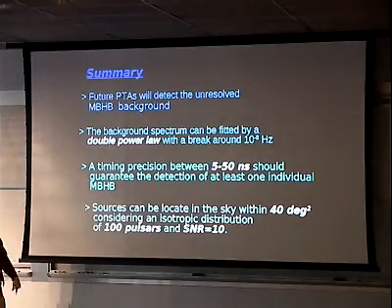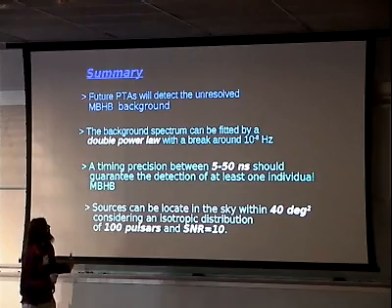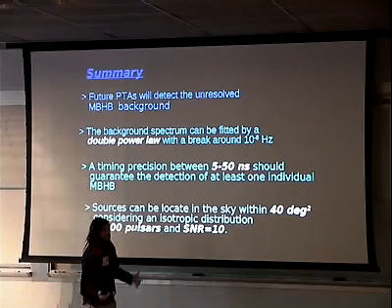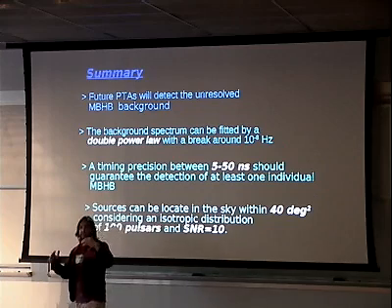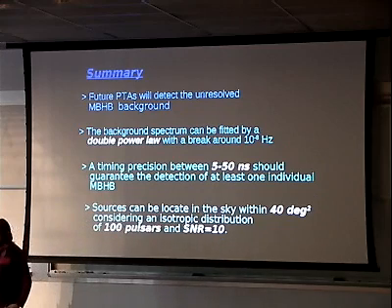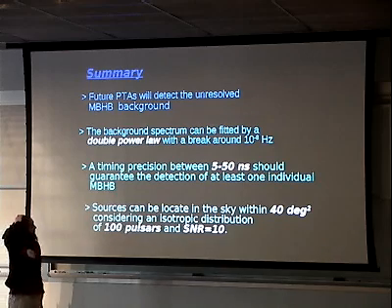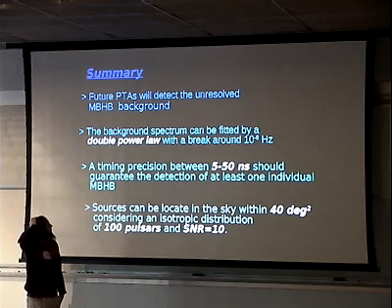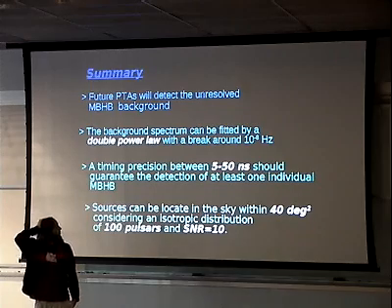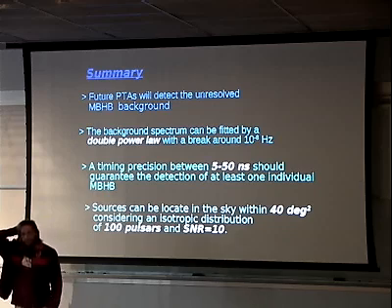And in summary, future pulsar timing arrays will most likely detect an unresolved background from the very massive black hole binaries in the nearby universe. This background spectrum can be fitted by a double power law with a break around 10 to the minus 8 Hertz.